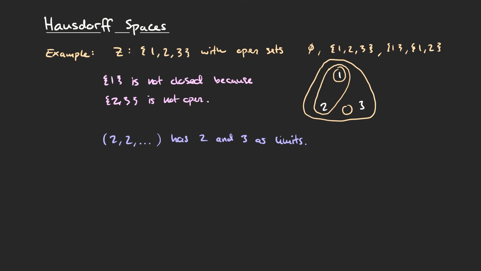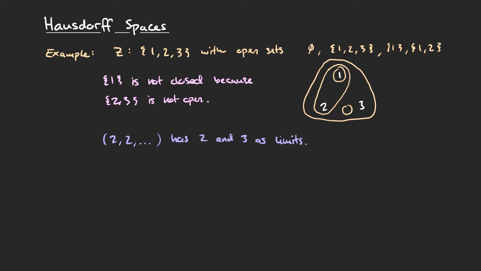To see why both 2 and 3 are limits of the sequence, we need to recall what the definition of a limit of a sequence is in a general topological space. Remember that some point P is a limit of a sequence if for every open neighborhood around P, the elements of the sequence eventually lie in that open neighborhood, which is another way of saying that there exists some natural number n, such that after the nth element of the sequence, all points lie in the open neighborhood. Using this definition, we can now explain why 2, for example, is a limit of the sequence.